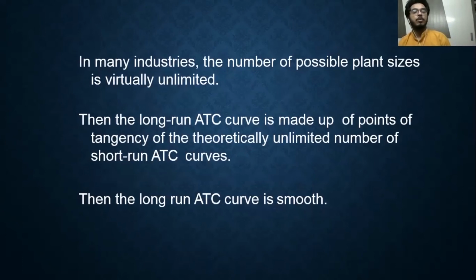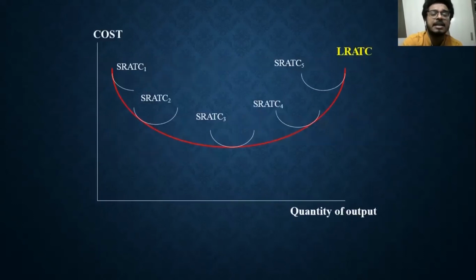In many industries, the number of possible sizes is virtually unlimited, especially in small businesses, small and medium scale, micro scale enterprises, petty businesses. We can see that they can vary the firm size, the capacity, if not largely, then within a period of time, or they can vary it very frequently, and so they can have a varying quantity of production, and so it is possible to have a smooth long run average cost curve. And if you connect them together and find a tangency, like this, then the ATC curve will be a smooth one.